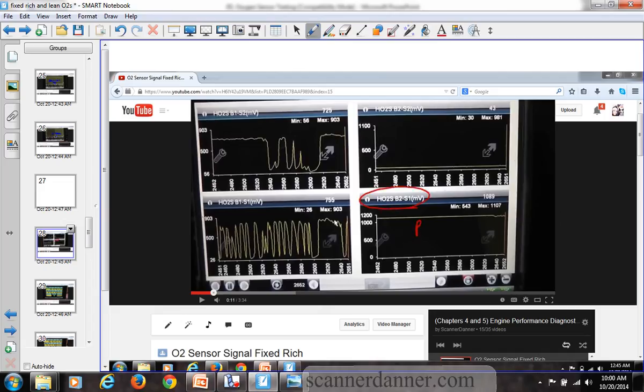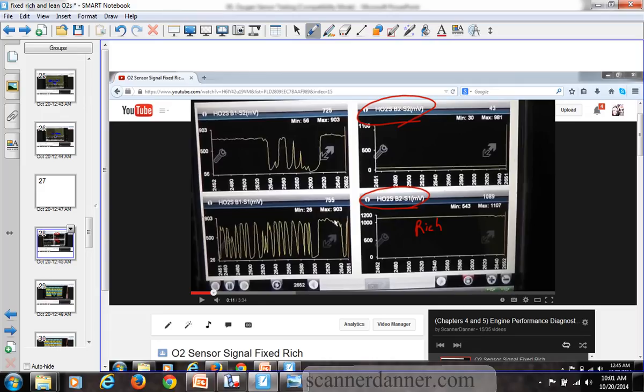What's it reporting all the time? Rich. What's the computer do? What's the reaction of the engine computer? Take fuel away, right? But we have to ask ourselves, is the sensor lying or are we actually rich? Here's what I'm using. Check out my bank 2 sensor 2, the downstream sensor. If you're fixed rich upstream, I promise you your downstream will also be fixed rich. And what is this telling us? This is telling us the sensor's lying.